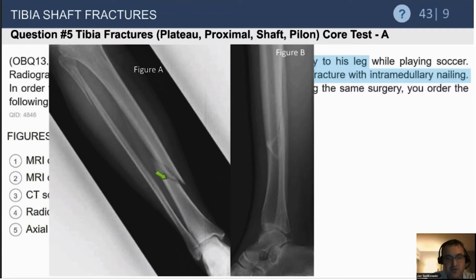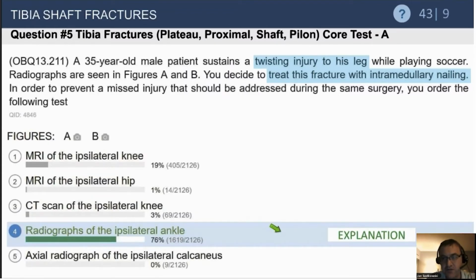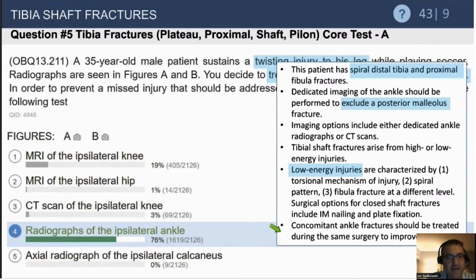So we talked about what's associated with a spiral distal third. Well, it's going to be the posterior malleolus. It's very hard to see many times on just plain imaging. But you can get radiographs of the ipsilateral ankle. If you have sufficient radiographs, 3 views of the ankle, then a CT scan of the ankle is not necessary. It's been shown in multiple studies, but it's something always to consider with these fracture patterns.